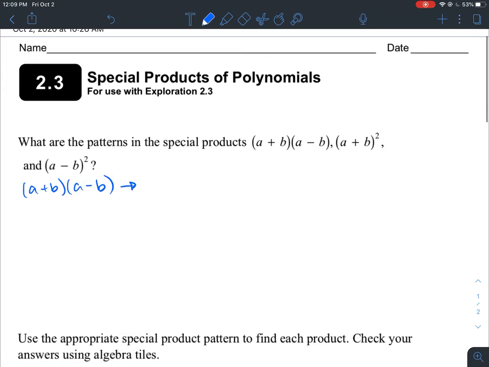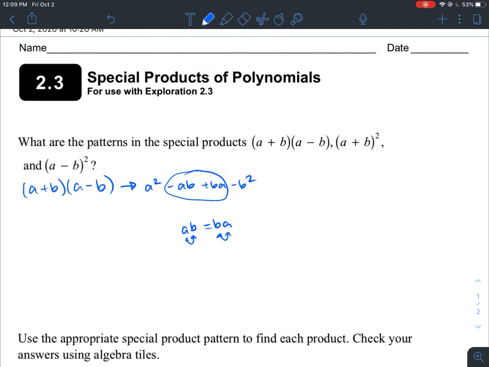So the first terms, which is a and a, so that's going to be a squared. The outer terms, which is a and negative b, so it's going to be minus ab. And then the inner terms, which is b times a, so plus ba. And the last terms, which is negative b squared. Okay, so we have four terms. Now we can simplify this because these are the same, right? ab is the same thing as b times a, because multiplication is commutative, so these can be swapped.